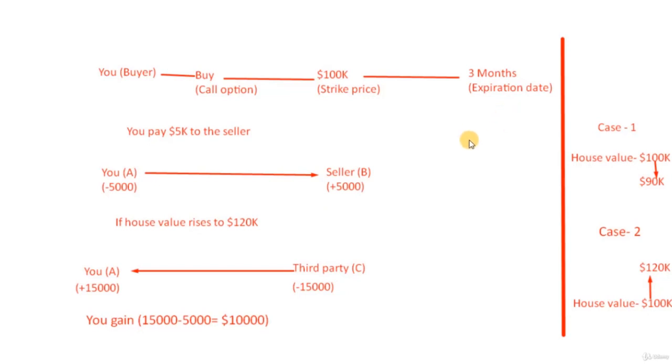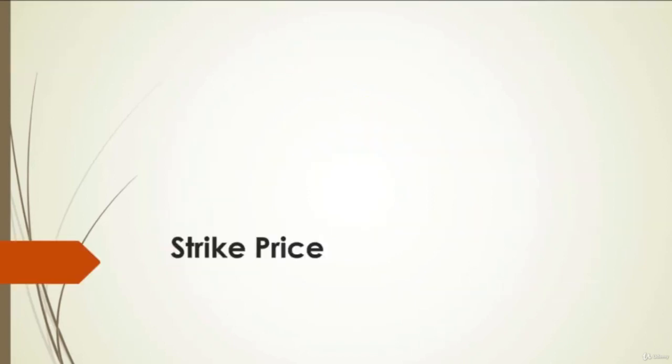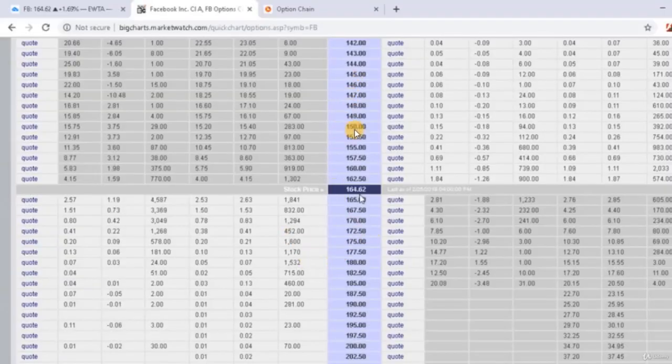Now, in this case, the underlying asset was a house, and in this example, the underlying asset is a stock of company ABC. Strike price. The strike price is also referred to as the exercise price. This is the agreed price at which the option can be exercised. For example, in this case, the strike price is 100k, that is the price at which the house can be bought. There are a range of strike prices set for each option, and we can trade any strike out of all these strikes. How to choose different strikes for adopting any option strategy, that we will learn later in this course.